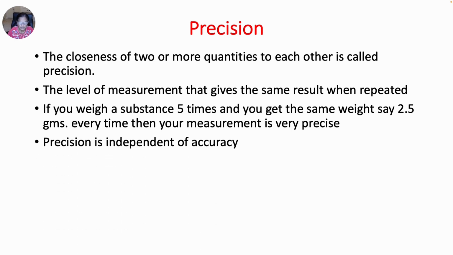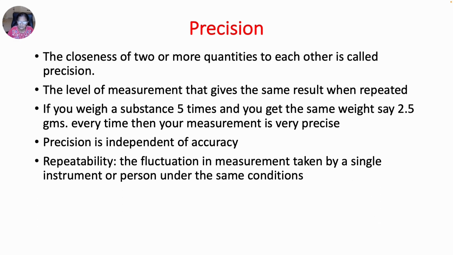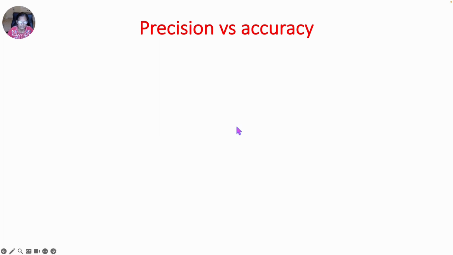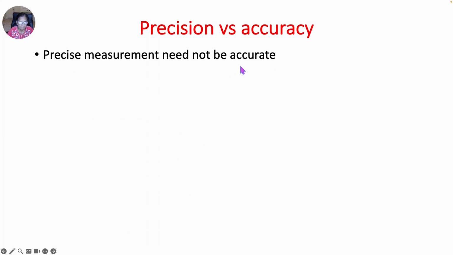Precision is independent of accuracy. There is no connection between the two. Repeatability. Precision is the repeatability, the fluctuation in a measurement taken by a single instrument or by a single person under the same conditions. Reproducibility, whether the entire experiment can be reproduced in its entirety. That is also precision. Now let's compare precision versus accuracy.